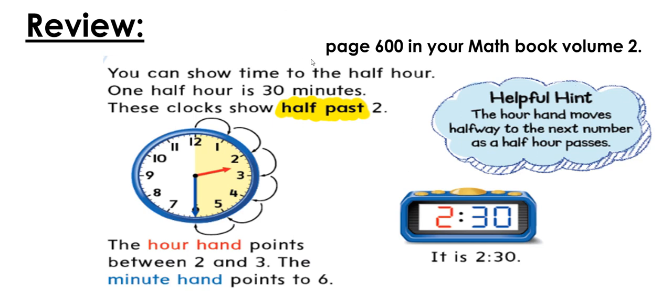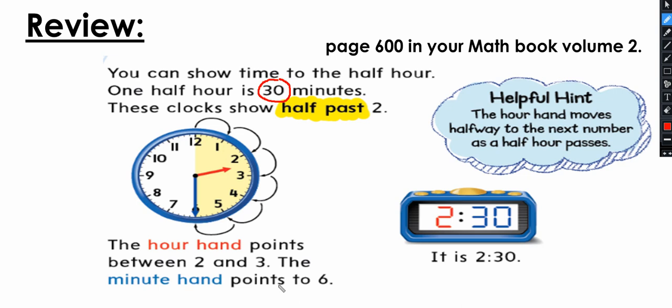You can show time to the half hour. 1/2 hour is 30 minutes. How many minutes? 30 minutes. These clocks show 2:30. The hour hand points between 2 and 3. The minute hands point to 6.